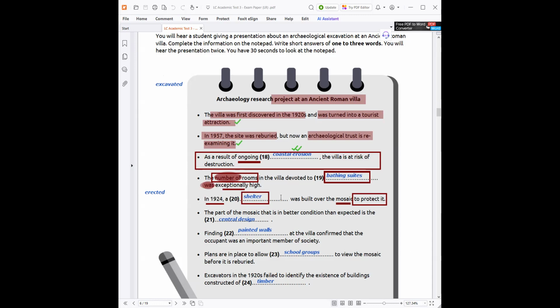Next statement is, the part of the mosaic that is in better condition than expected is the dash. So what part of the mosaic is in better condition? That's what you have to answer. They did not expect it, but it is still in better condition. What part is in better condition? Let's listen. A visitor centre was also built nearby. Unfortunately, both were destroyed in the Second World War, and by 1957, when the mosaic was reburied, it was in a rather sorry state.